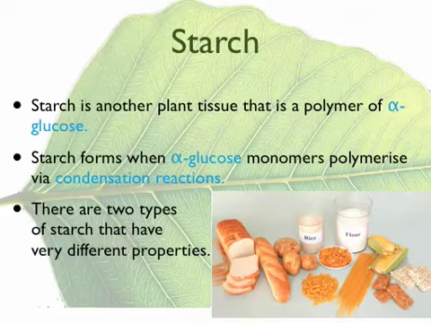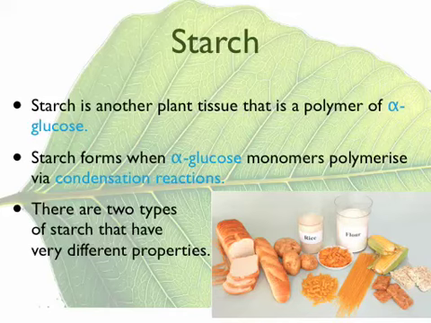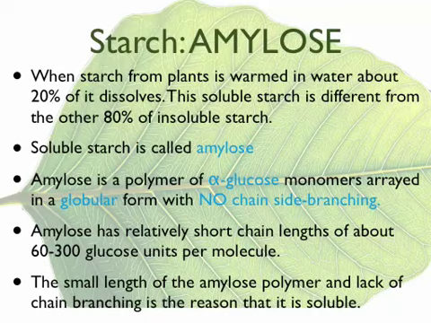We move now to the second polysaccharide, starch. Now, it's another plant tissue and it's a polymer of alpha glucose. So this sets it apart from cellulose because cellulose is beta glucose, starch is alpha glucose. Now, starch forms when alpha glucose monomers polymerize via condensation reactions. There are 2 types of starch that have very different properties. The first type of starch is called amylose. Now, when starch from plants is warmed in water, about 20% of it dissolves. Now, this soluble starch is different from the other 80% of insoluble starch, and we call soluble starch amylose.